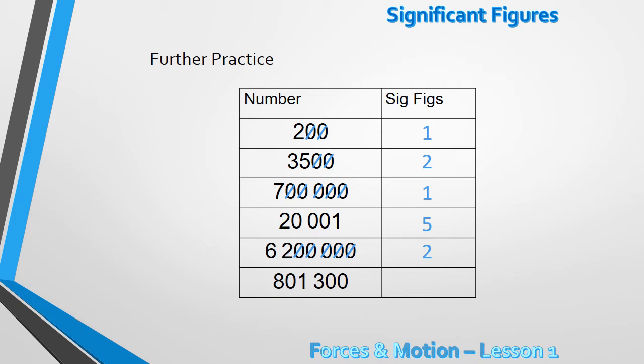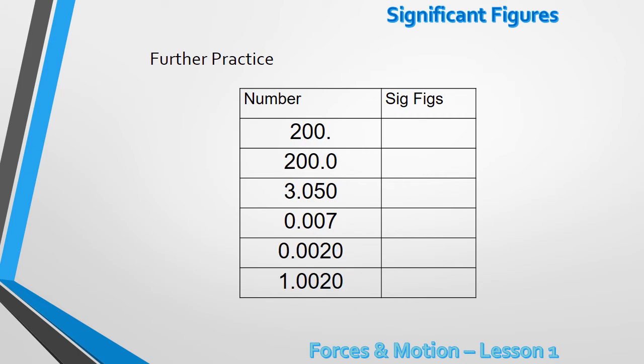801,300. 2 zeros at the end of the number. Since there isn't a decimal, zeros at the end are not significant, and that leaves us with 4 significant figures. 200. I have 2 zeros at the end of the number. They are significant because I have a decimal, so I have 3 significant figures. 200.0 has 3 zeros at the end of the number, and when I have a decimal, zeros at the end are significant, so I have 4 significant figures.